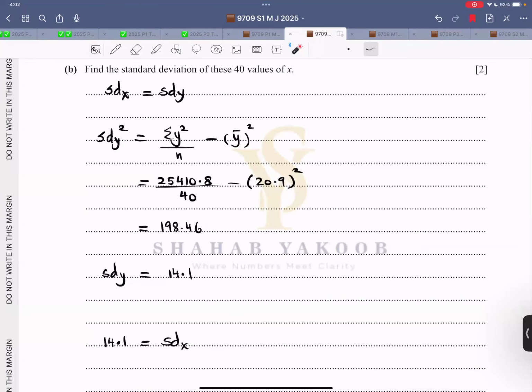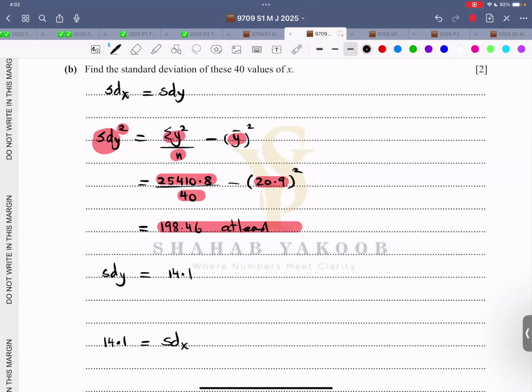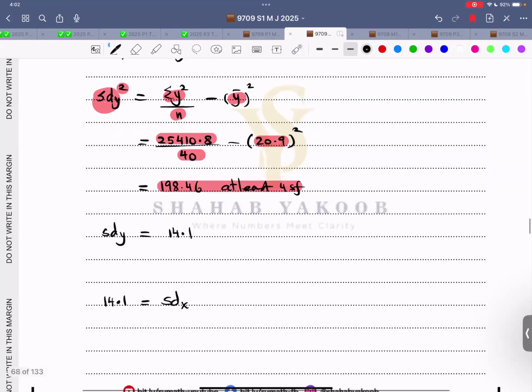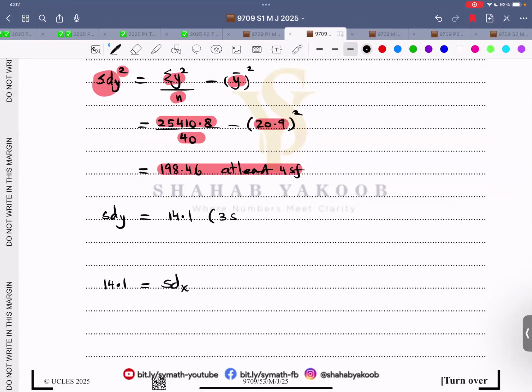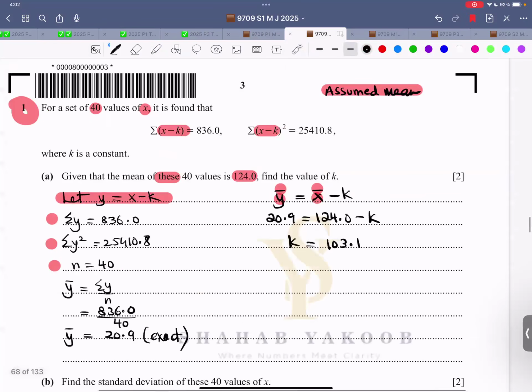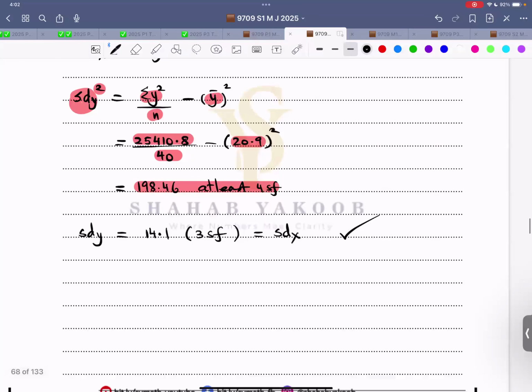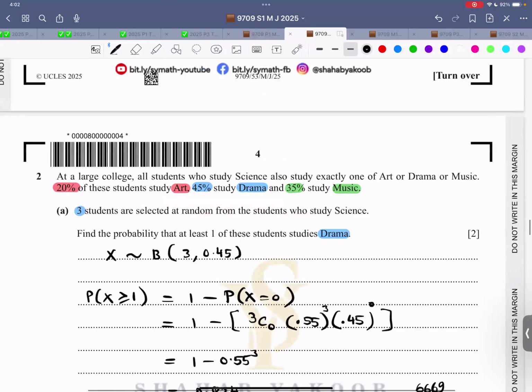So I'll write this thing, st square for the variable y. It's sigma y square over n minus y bar square. We plug in all these values and we get this answer. So work in at least 4 significant figures. So 5 is also good. Therefore, when I take the square root, this answer is 3 significant figures. And let me write over here, standard deviation of y is the same thing as standard deviation of x. That is how this is also done. So 2 marks for the first part, 2 marks for the second part. That's 4 marks. Question number 2.